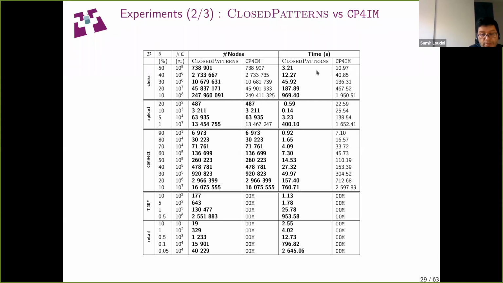Here we can observe a speed up factor between 2 and 50, which is really interesting. If we consider the number of nodes, this criterion is also in favor of closed pattern, because in some cases we can reduce the number of nodes explored. For example, if we consider the chess dataset, we can see that closed pattern can reduce the number of nodes explored by our global constraint.